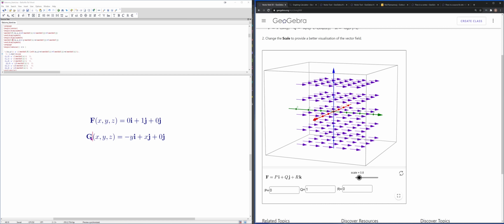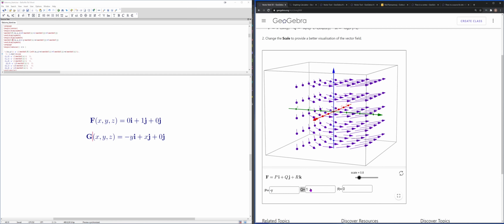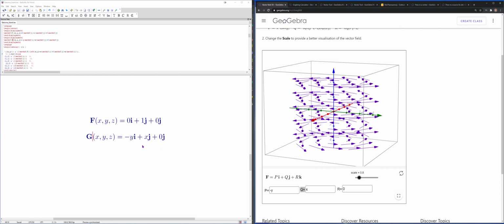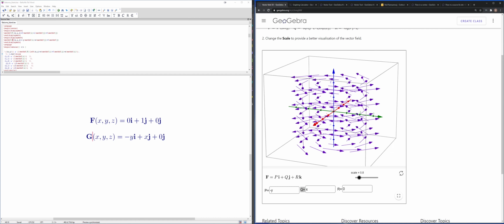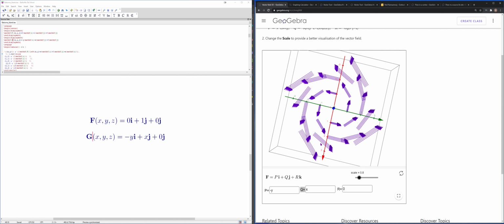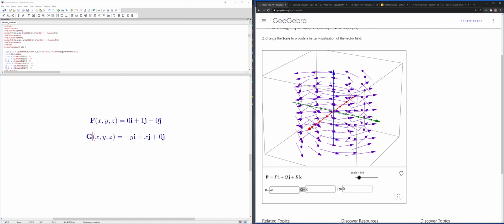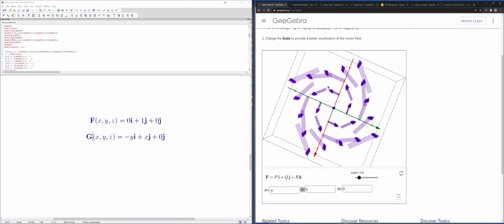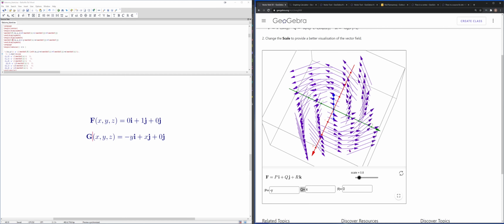Now let's look at the vector field, big G. If you look at the top view, from the z-axis down onto the xy plane, in other words a plan view, here is the x-axis, y-axis, and z-axis. Looking from the top, you notice that your vectors are rotating around your z-axis.